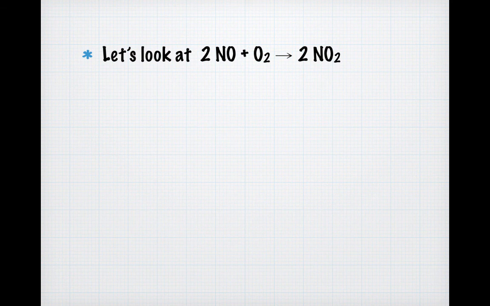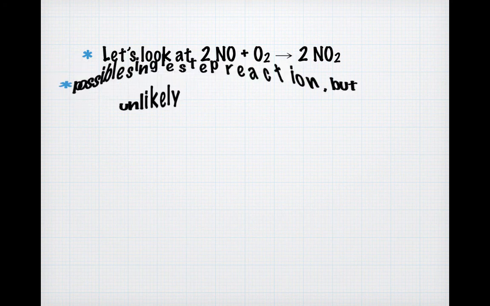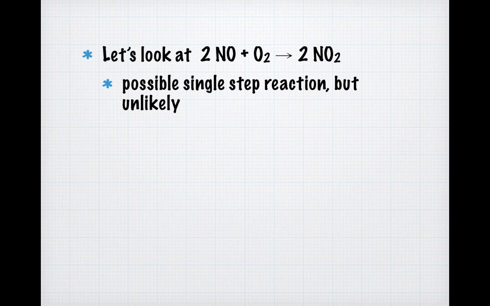Let's take a look at a reaction here. We have 2NO plus O2 going to 2NO2. Now we see that we've got just three bodies in the reactants, 3 molecules there. So it is possible that it's a single step reaction. However, it's not very likely, just because that would mean that we'd have a 3-bodied collision leading to products. It is possible. That does happen, but it's not the likeliest circumstance.